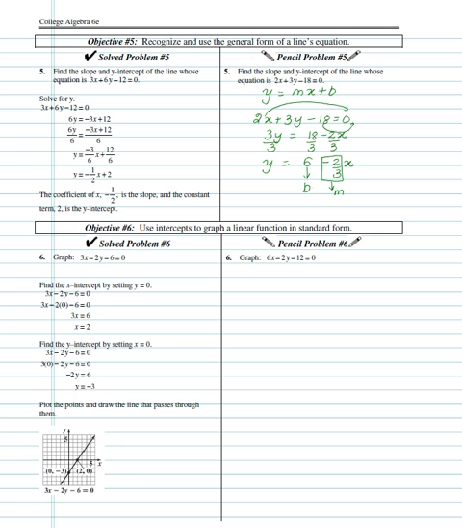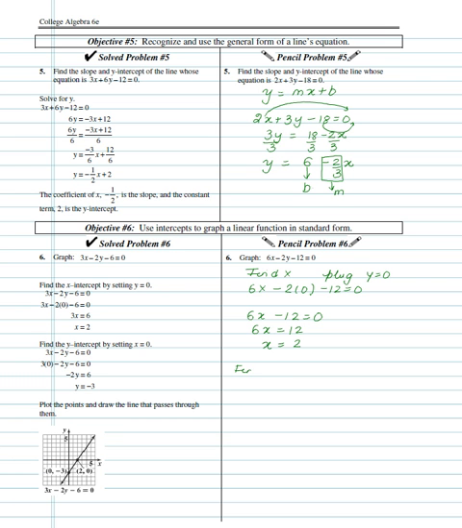Alright, the next one. Graph using intercepts. So how do I find my x-intercept? First, I'm going to find the x-intercept. I plug y as 0. So 6x minus 2 times 0 minus 12 is equal to 0. So 6x minus 12 is equal to 0. Remember, when you plug y as 0, you need to find the x value. So 6x is equal to 12. x is equal to 2. So my x-intercept is 2.